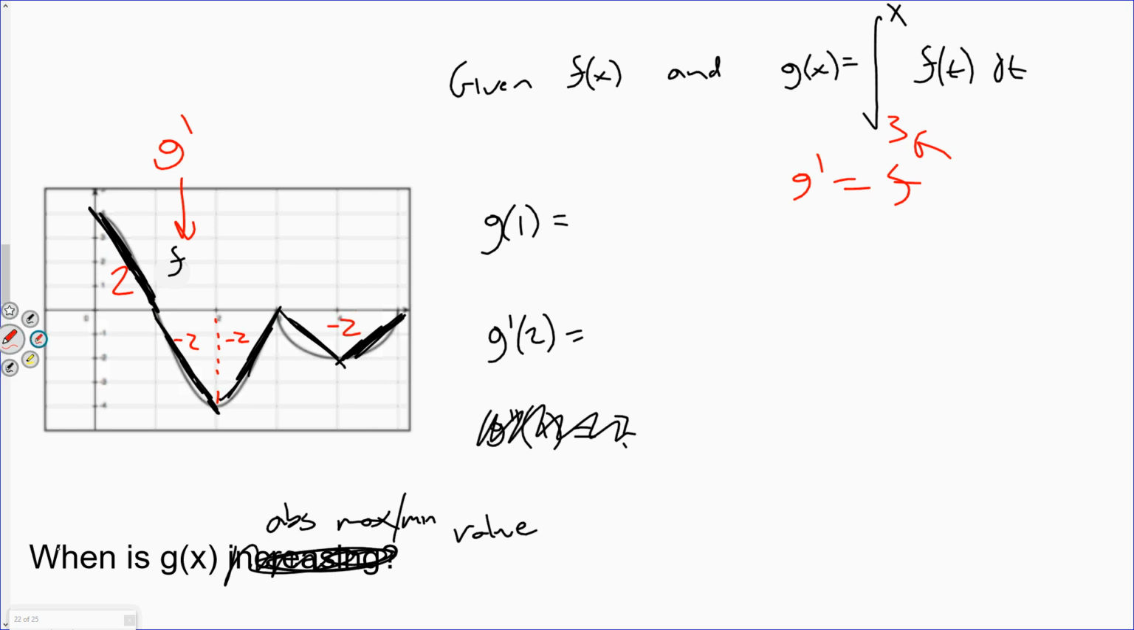Find the max and min values of G. Max min values of G. That's the most important. We'll go back to G double prime. Don't worry about G double prime. Do the absolute max min value analysis. Tell me the maximum level. Tell me, when am I furthest right? Go. Come on, do it.